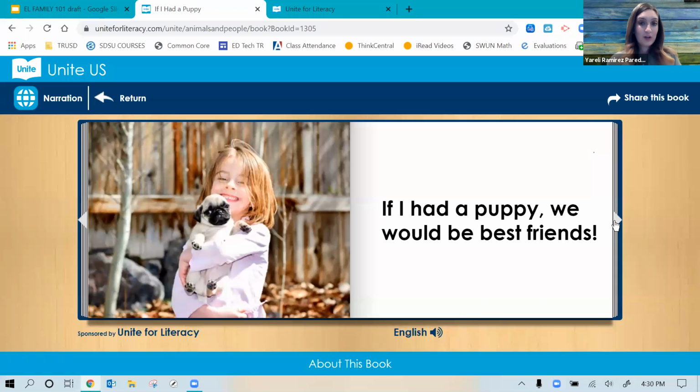At the end of the story, I asked a question to get my child thinking about beyond the text. That means beyond the story. So it doesn't end with this story. They can think about if they had a puppy.